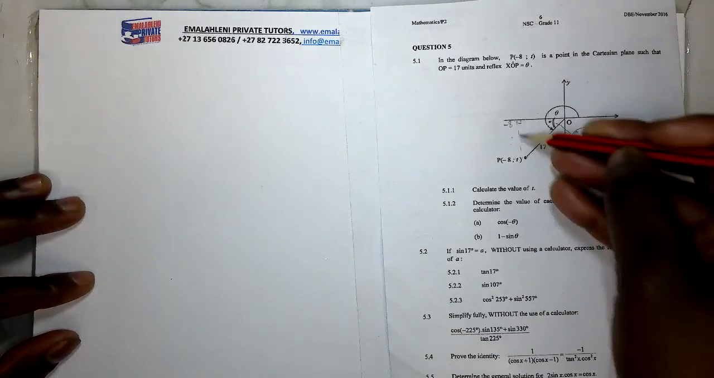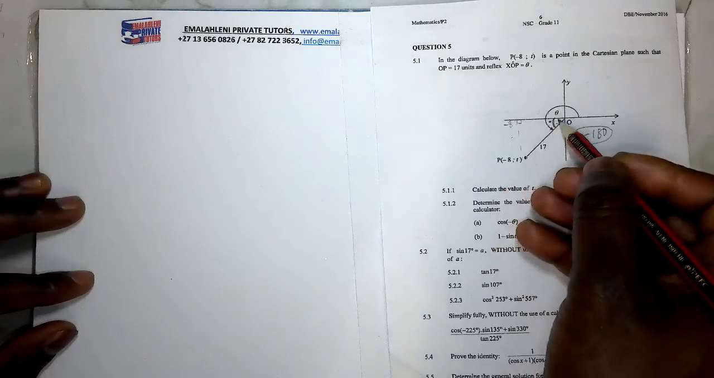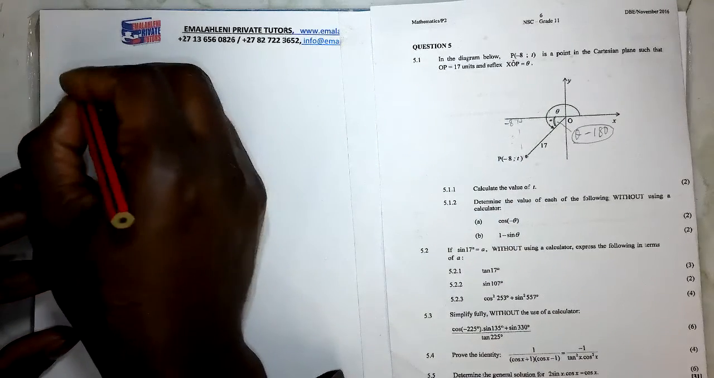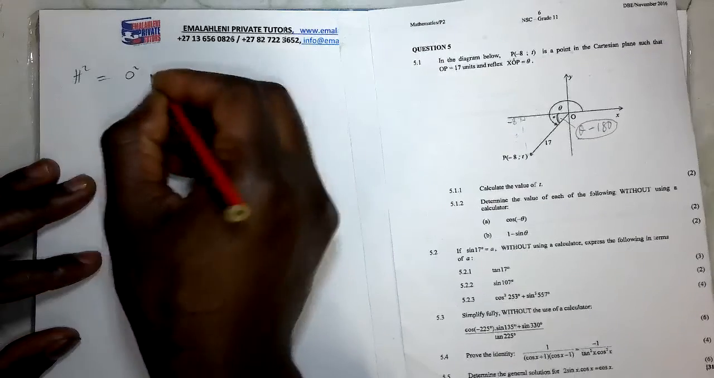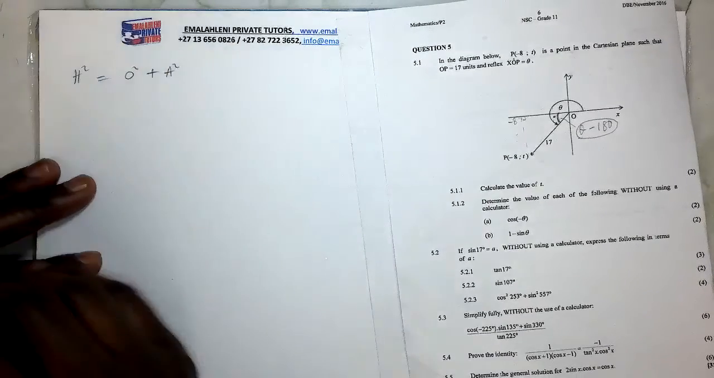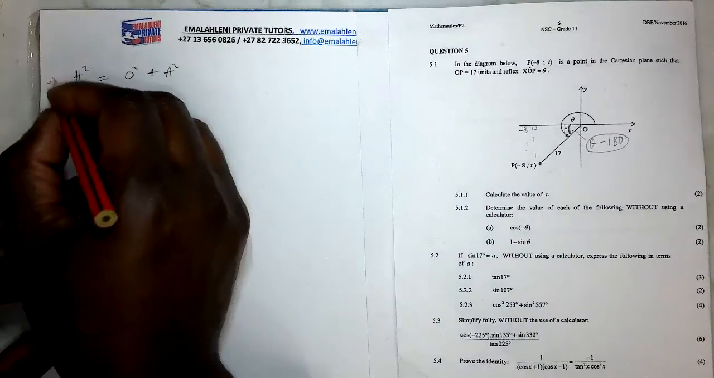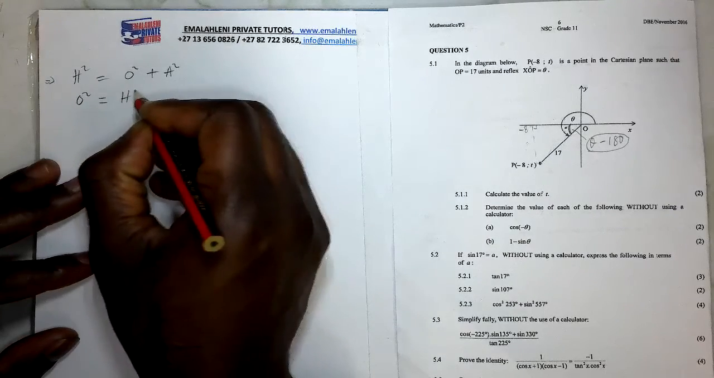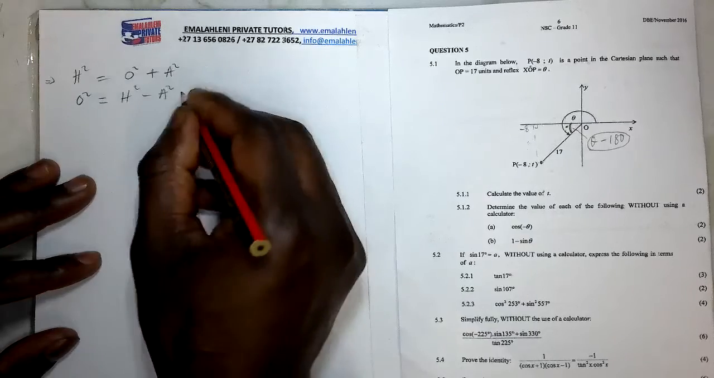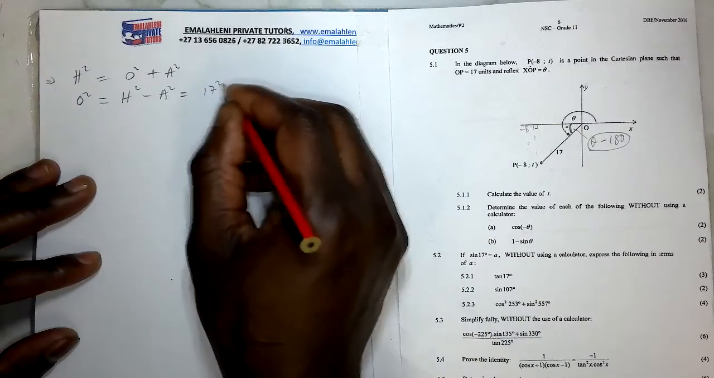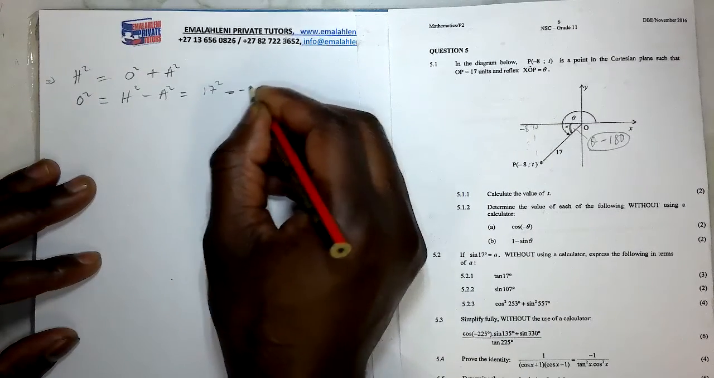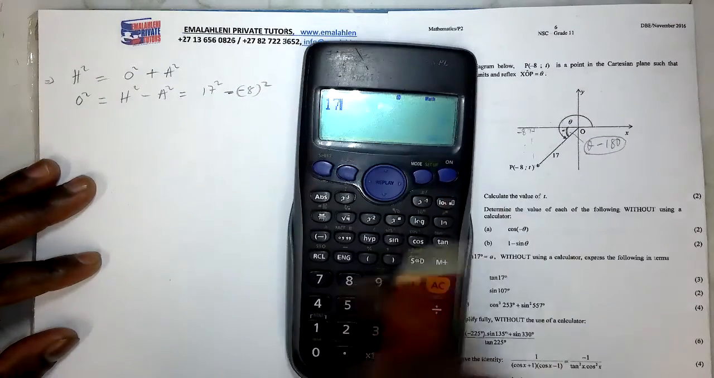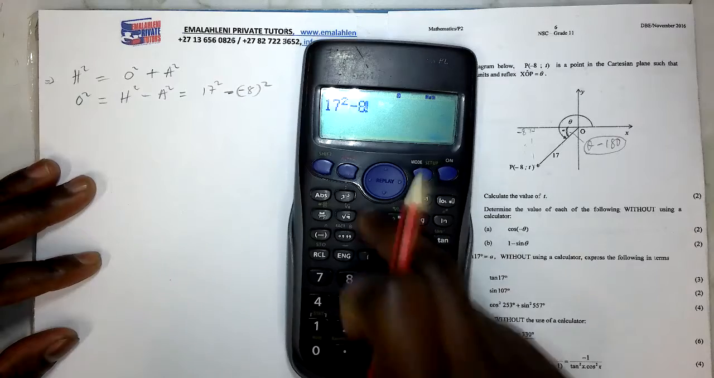First of all, we know that through Pythagoras theorem, h squared is equal to opposite squared plus adjacent squared. That's what we know. And here we are actually looking for the opposite squared. Opposite squared is going to be equal to hypotenuse squared minus adjacent squared, which is going to be equal to 17 squared minus negative 8 squared. That's what we have there. Then what do we get? 17 squared minus 8 squared.